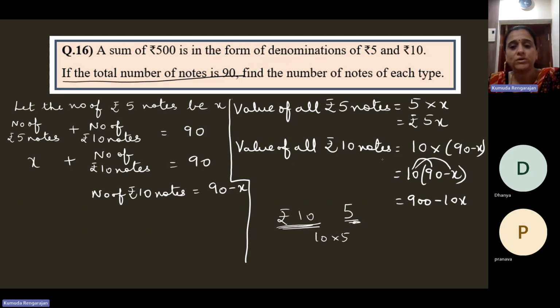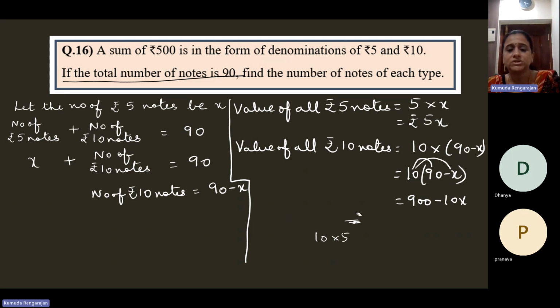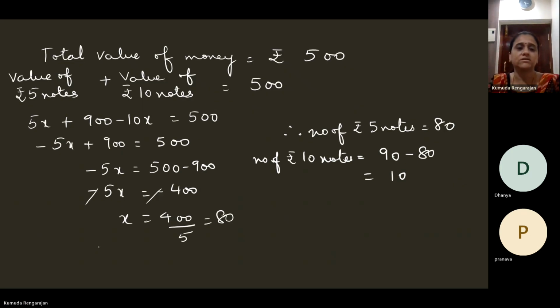What's the value of all the 10 rupee notes? Denomination 10 into the number of notes, 90 minus x. So how do you multiply this? 10 into 90, 900. 10 into minus x, minus 10x. Now comes the equation. What's the total value of money? 500 rupees. So what makes the total value of money? Value of all the 5 rupee notes plus the value of all 10 rupee notes is equal to 500.